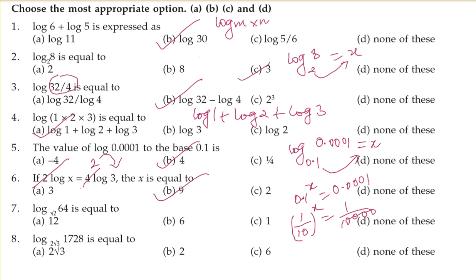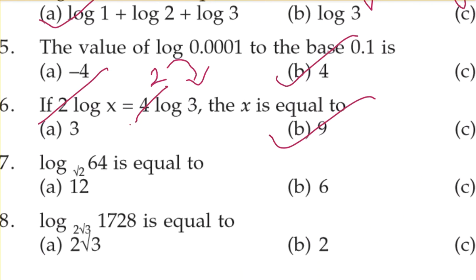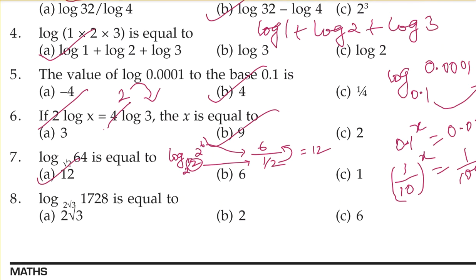Now let me show you how to solve question number 7. I told you you can write like this. Log 64 to the base 2. So log 2 raised to the power 6 and base 2 raised to the power 1 by 2. Take 6 from here, divided by 1 by 2 from here. 6 by 1 by 2, 2 goes upside, so it becomes 12.